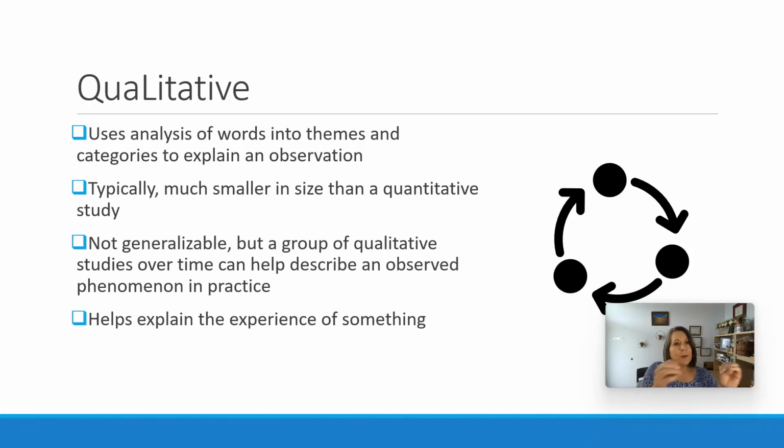But a group of qualitative studies over time, so if we are collecting this information in various ways with various groups over time, it can start to describe a phenomenon that's being experienced in practice. Qualitative studies help to explain the experience of something or generate new themes and new theories of why something is occurring.